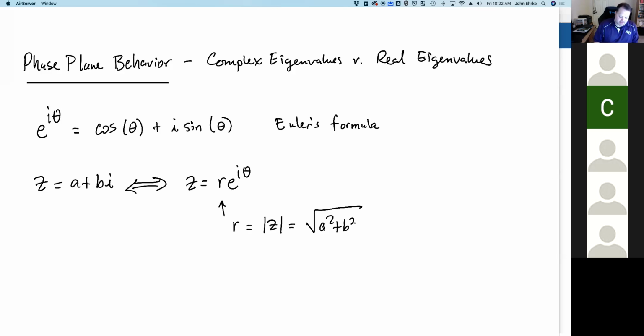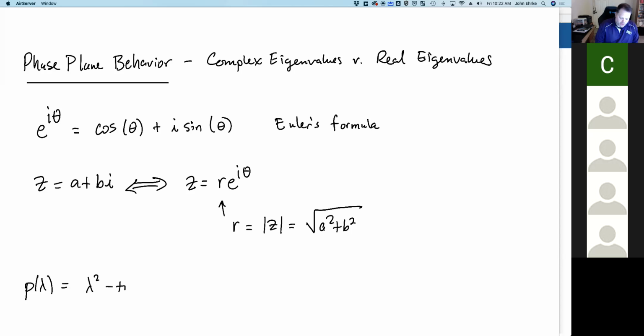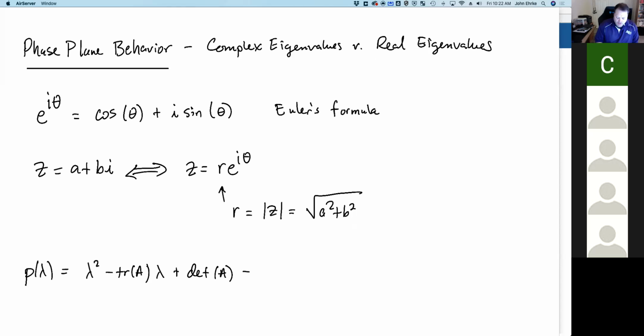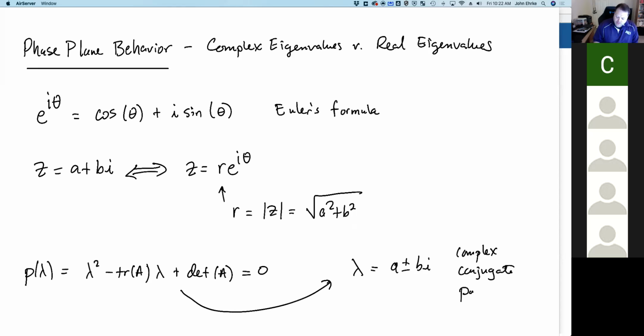Because the idea is, when you solve for p of lambda, you have lambda squared minus the trace of the matrix times lambda plus the determinant. This is how we get our characteristic equation. It is a quadratic equation, and so you could end up with eigenvalues that are of the form a plus or minus bi. In other words, a complex conjugate pair of eigenvalues.